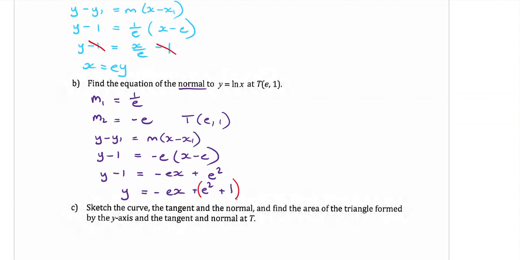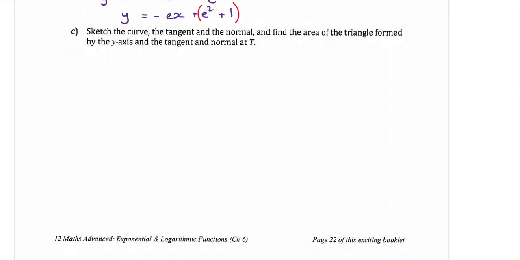Okay, part C. Sketch the curve, the tangent, and the normal, and find the area of the triangle formed by the y-axis, the tangent, and the normal at T. Okay, why not? All right. So let's draw our logarithm. y equals ln of x. That's the standard logarithm, no movement, which means my vertical asymptote is at x equals 0.